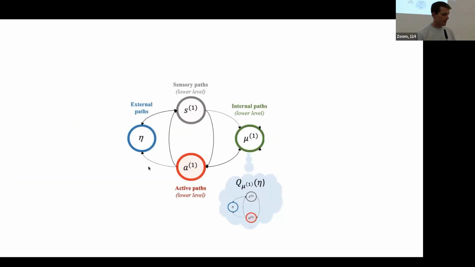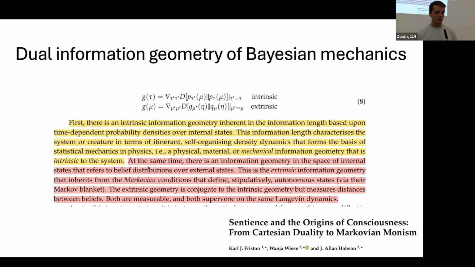And that's actually the next slide, but what you'll see often is diagrams like this, where you have the internal states mu, and then you get these nice little thought bubbles, and these are the beliefs about the external states eta, parameterized by the internal states. So this is the notion of this dual information geometry in Bayesian mechanics.